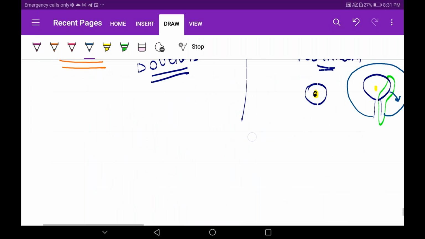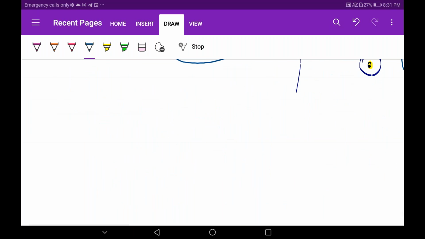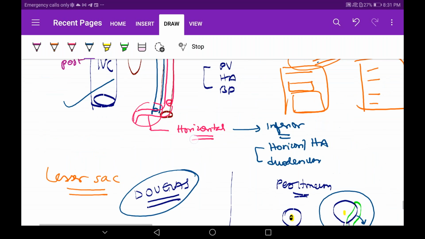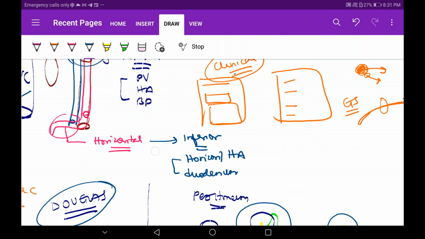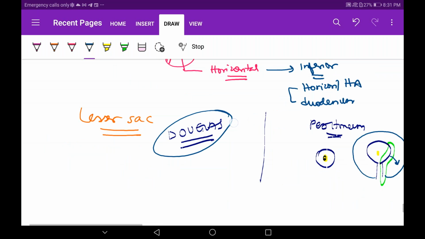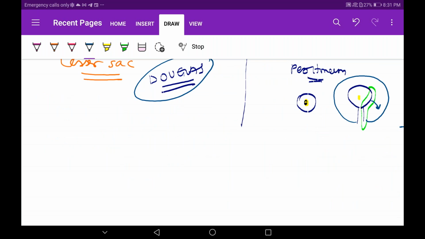Now where was I? In the Douglas pouch. With the Douglas pouch also, I told you I will explain the importance of the foramen epiploicum. I have explained the importance of the inguinal hernia and internal hernia, whereas about the lesser sac we don't have to discuss. About the Douglas pouch and the Morrison's pouch, these two pouches, there is a certain clinical significance.